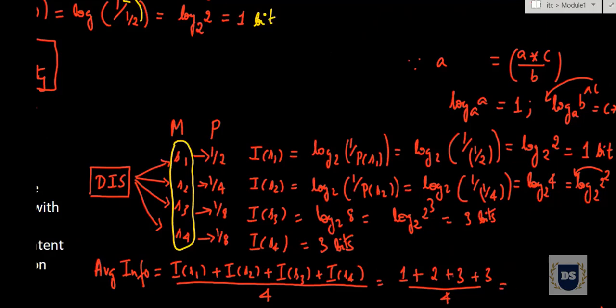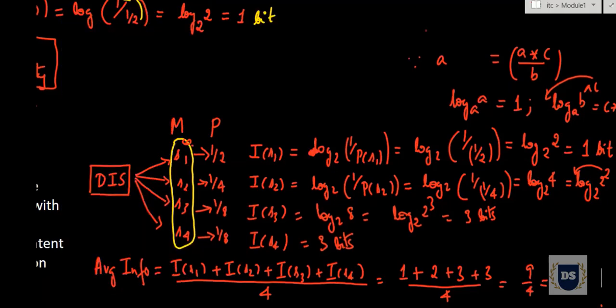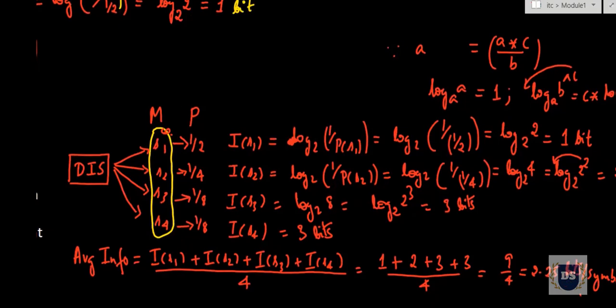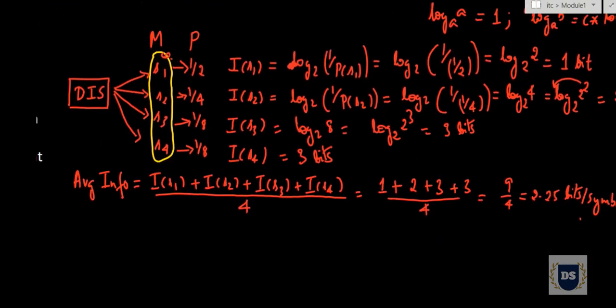Now what is this equal to? 1 plus 2 is 3. So 3 plus 3 times 3 is 9. So it's 9 by 4. And what is 9 by 4? 2.25. So what might be the unit? So this is bits per symbol. So right now we are done with finding how to find self-information of each symbol as well as average information content per symbol. So this average information content says that on an average we'll have 2.25 bits per symbol will be used.